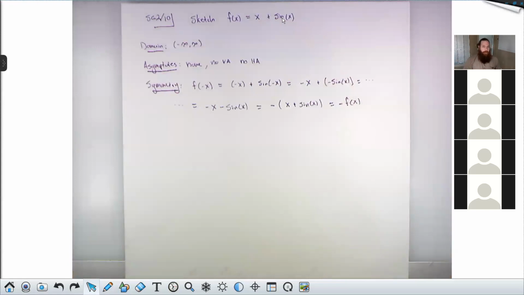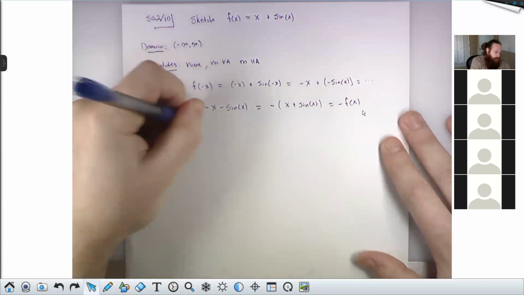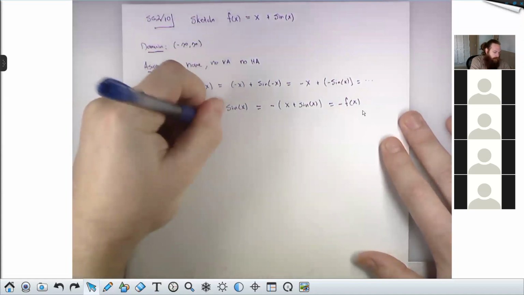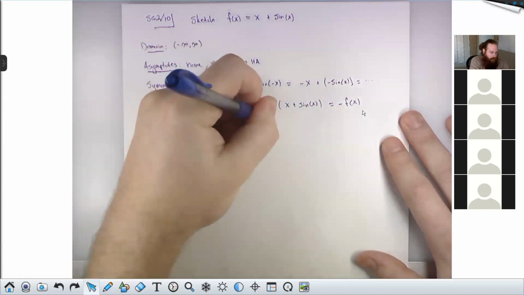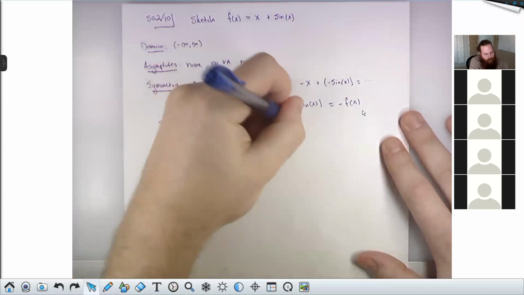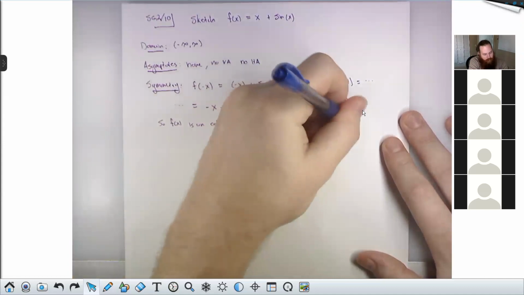So when we check for even and odd, when we check for these symmetries, that always means we're going to look at f of negative x and see if we can simplify it either to negative f of x or plain old f of x. Here, f of negative x simplifies to negative f of x, so f is an odd function. Hence, the graph has origin symmetry.